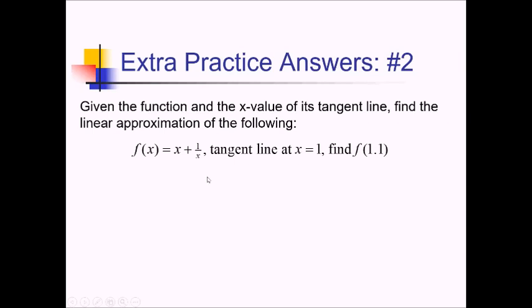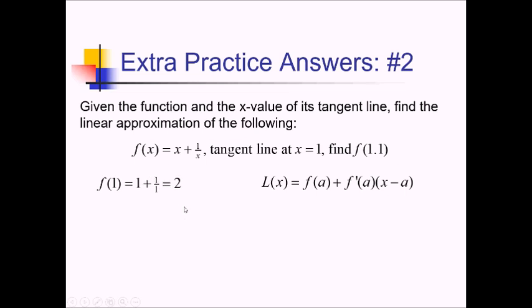On this one, we're trying to find the linear approximation of f of 1.1 given this f of x and a tangent line at x equals 1. So we'll start with our linearization formula, f of a plus f prime of a times x minus a, to convert any function into a line, or at least a linear approximation. F of a in this case means f of 1, which is going to be just 1 plus 1 over 1, which is just 1 plus 1, which is 2.